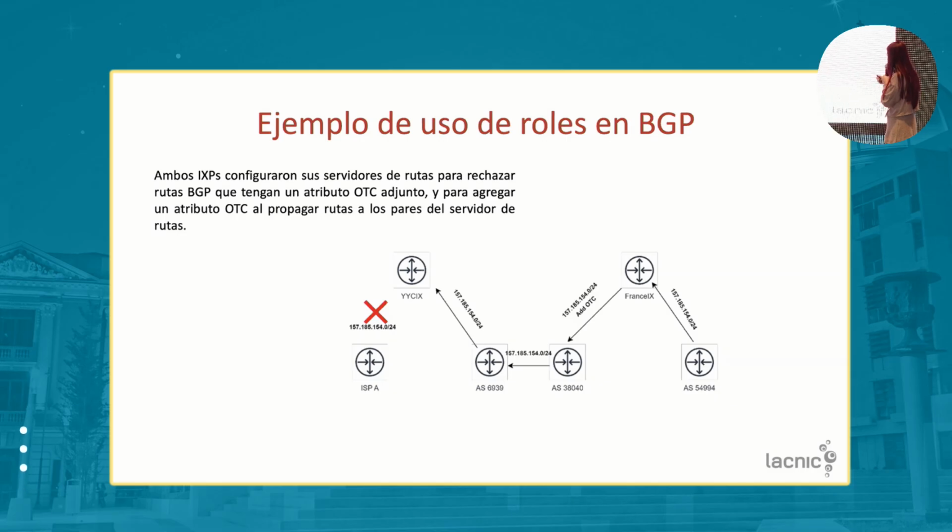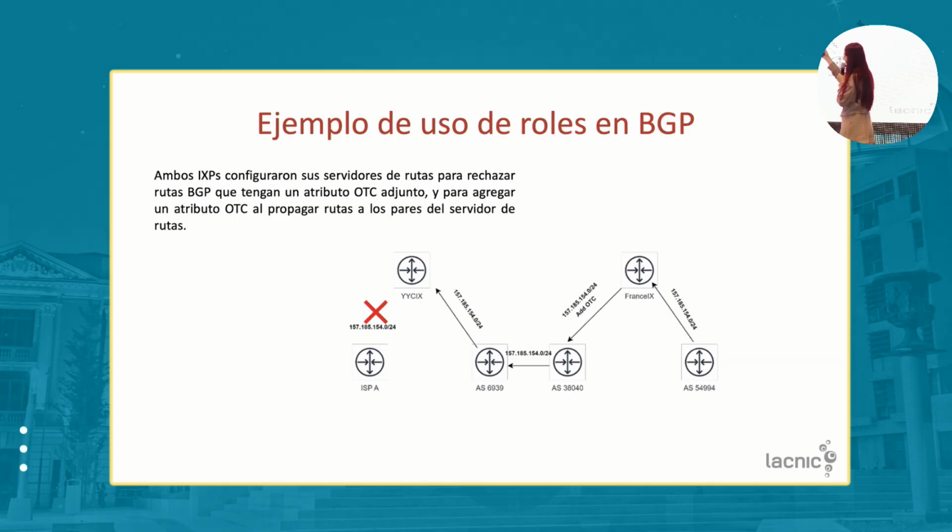So we have an example where the ASN 54994 publishes a prefix to the traffic exchange point in France. This traffic exchange point in France implements the role RFC. It adds an attribute, in other words, only to customer, to the prefix, and publishes that prefix to autonomous system 38040. It doesn't use the RFC, but the attribute continues along this segment, the one only to customer.